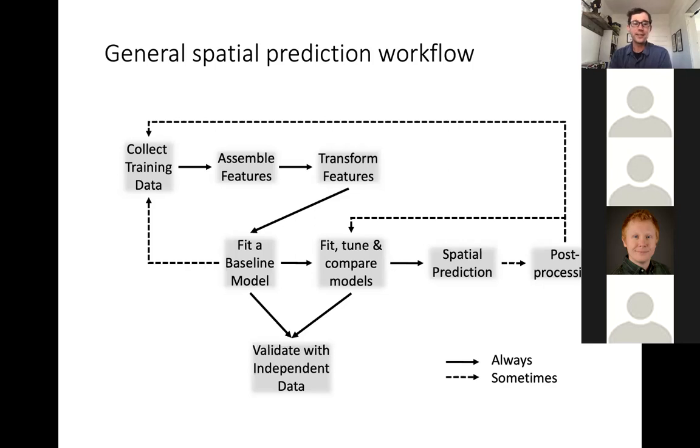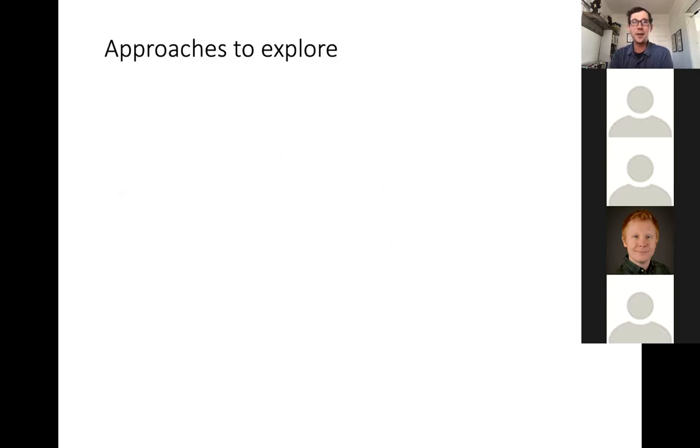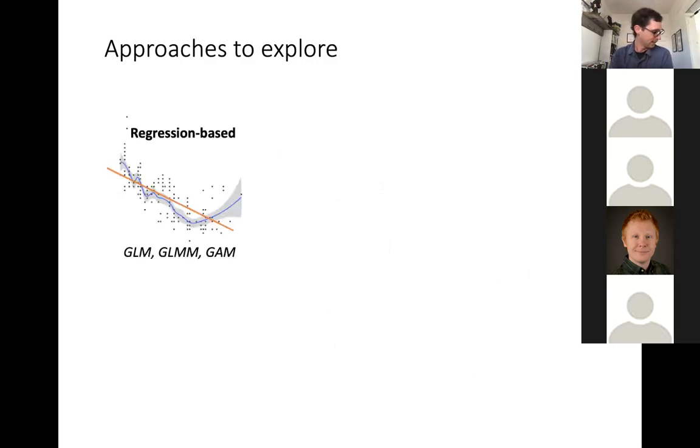I want to zoom in a little bit on this fit, tune, and compare models step, because there's a lot here. Specifically, there's a ton of different statistical approaches to potentially explore. Some of these are essentially already in most scientists' toolkits. These are regression-based approaches like generalized linear models, generalized linear mixed models, or generalized additive models. They are essentially ways of fitting linear or nonlinear functions through feature space, and they tend to have a loss function called the negative log likelihood. That's great, but it's only one little corner of the potential modeling landscape.